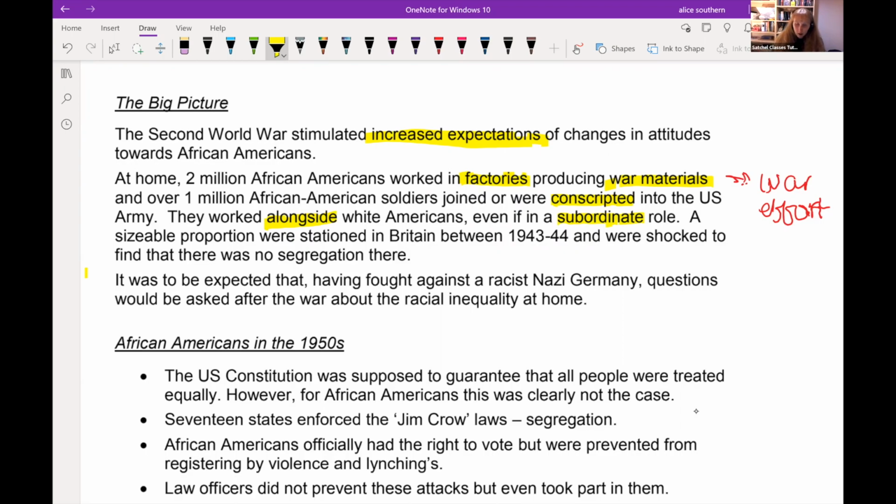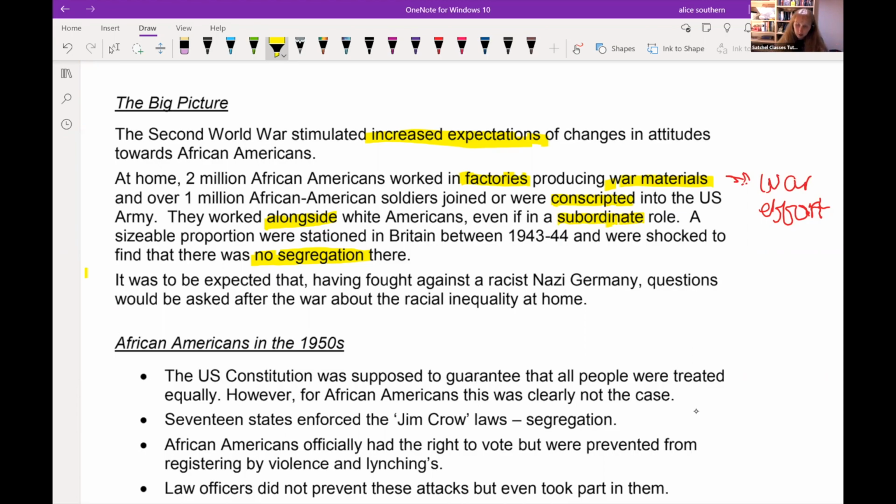A sizable portion was stationed in Britain between 1943 and 1944, and was shocked to find that there was no segregation there. As I've said, they don't have access to TV at this point. They're not sitting around watching newsreels or films or TV programs made in Britain and seeing that we don't have segregation here. They're not exposed to that outside life, so they don't know that segregation isn't the only way to live.